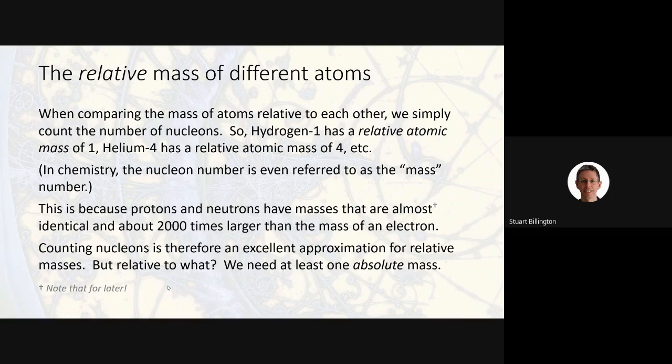So in terms of a GCSE approach or a chemistry approach where you are literally weighing things on a balance, it is completely fine to just count nucleons. So helium-4, relative atomic mass of 4, means that there are 4 nucleons. However, we do need to ask ourselves, what are we making our relative mass relative to?